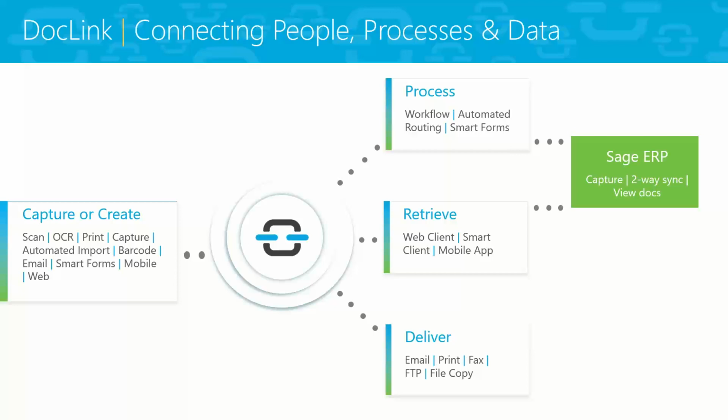Also, think about within your Sage ERP screen. One of the nice things about the integration is I can be on, let's say, a voucher entry screen, and if I wanted to pull up the associated documents on that particular screen, I just click on a View Document button, and now I can open up DocLink and pull up those images that are specific to that screen. Again, these are all great things to see in a demo, and we'd love to share that with you when you're ready.